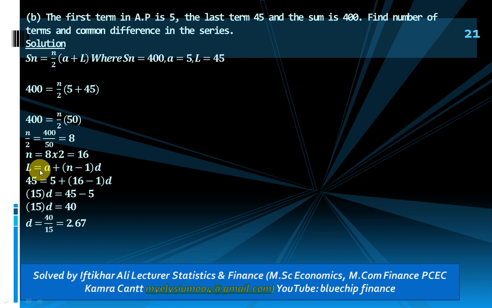Now the last term can be found through L equals a plus n minus 1 d. So the last term 45 equals a, which is 5, the first term or alpha 1, plus n minus 1, where n is 16, minus 1, times d, and finally we can solve for the difference. So the difference will be 2.67.